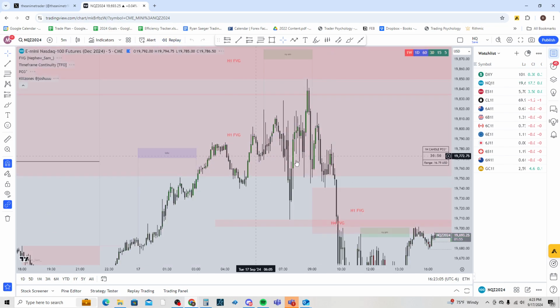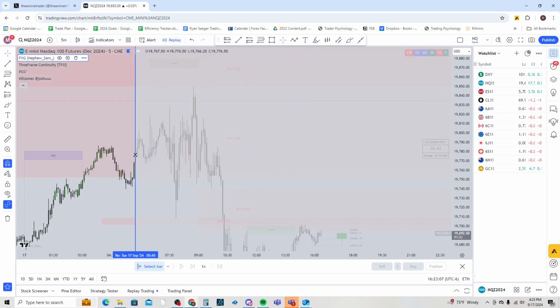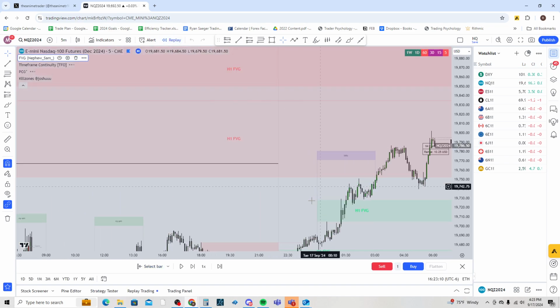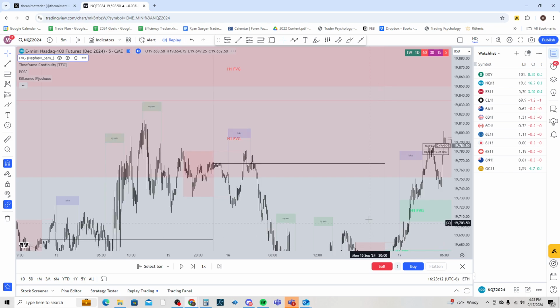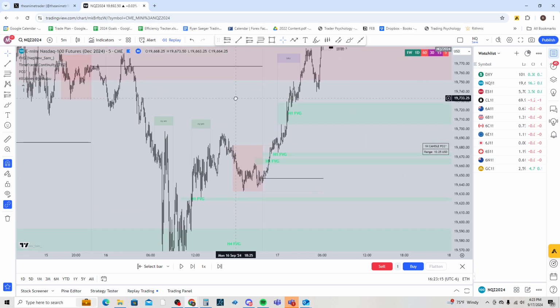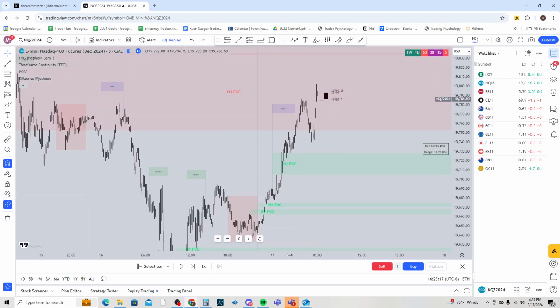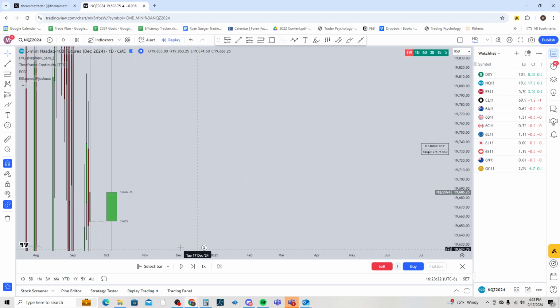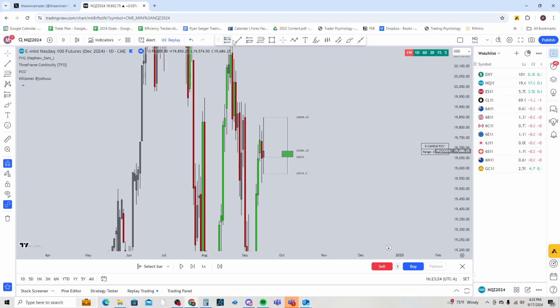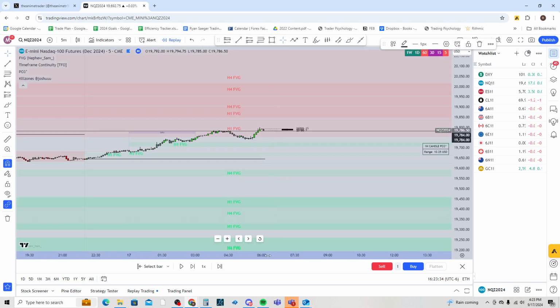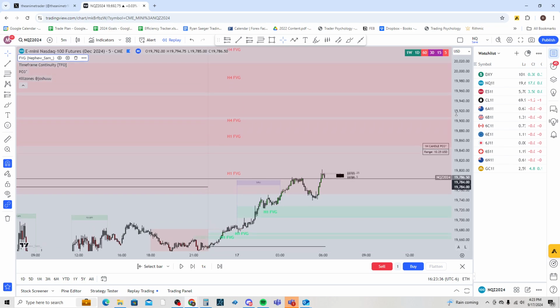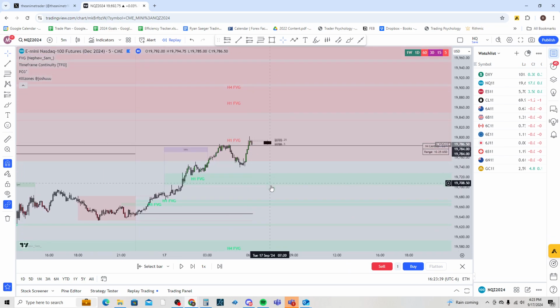So we are on bar replay mode. Let's take it back. As you can see, we were well above. Let's just mark out the previous day high. Go ahead and do that. Not well above, but we were flirting with previous day high.